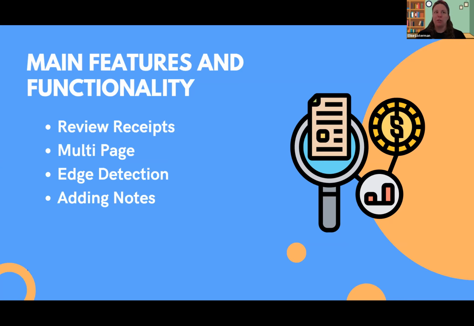Edge detection is basically a feature where the app will create an edge, for lack of a better term, around the receipt that you're scanning, just to make sure it's got the correct document. And again, this is usually something that I recommend to people. It just helps the app focus in on what you want it to take a photo of and ignore whatever else is going on in the background of the picture.